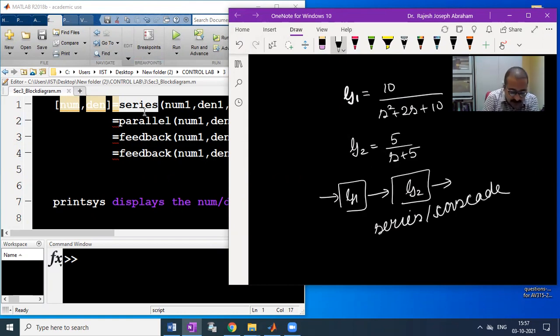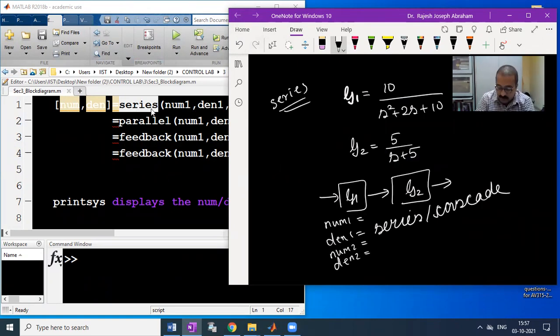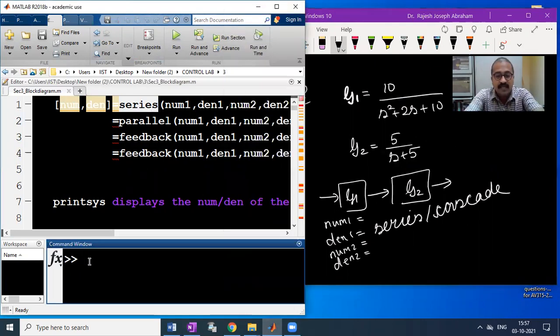This command, series, will give you the overall cascaded system. So what do we have to do? You need to define numerator 1 and denominator 1 of G1, then numerator 2 and denominator 2 of G2. Then you can make use of the command series. What is the syntax and usage? If you want to know more about the details, you can type help space series. That will display the syntax and the usage.